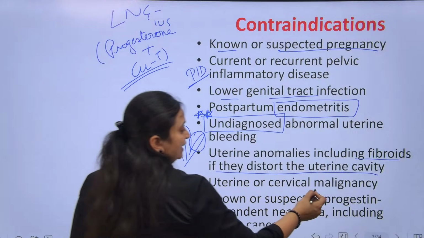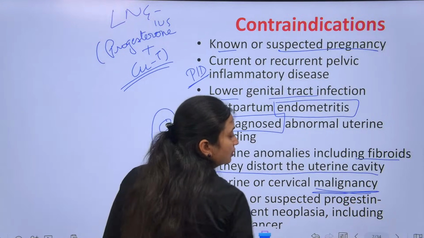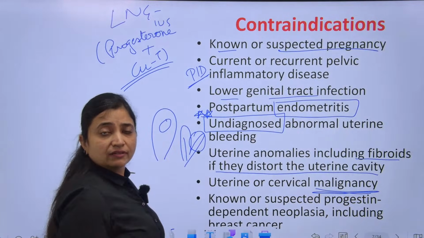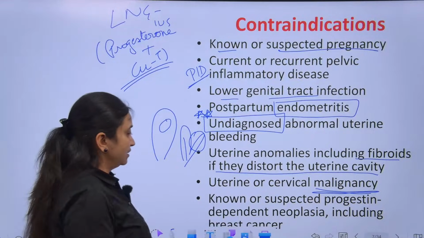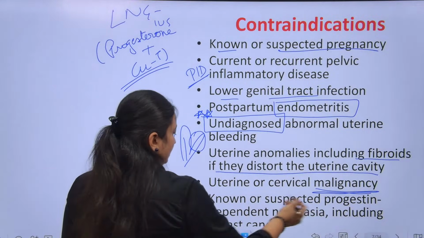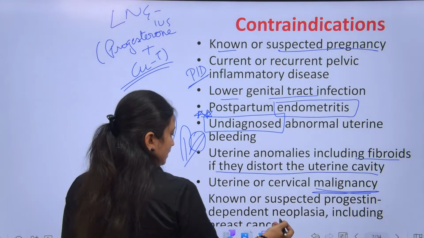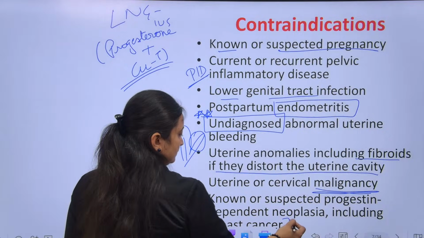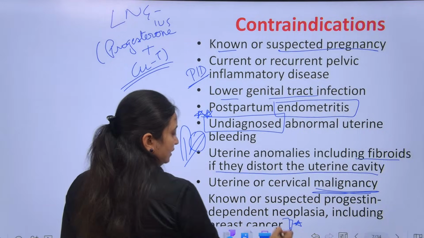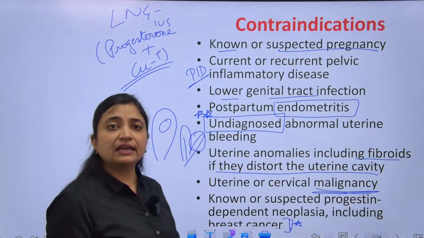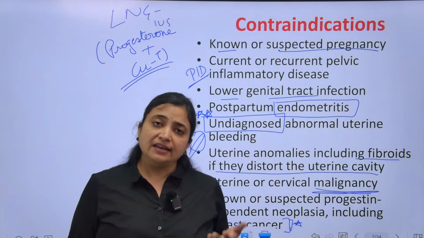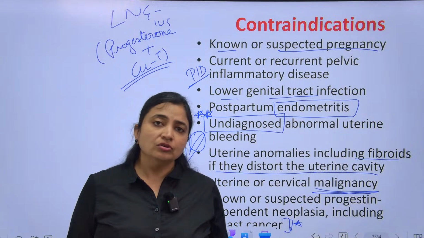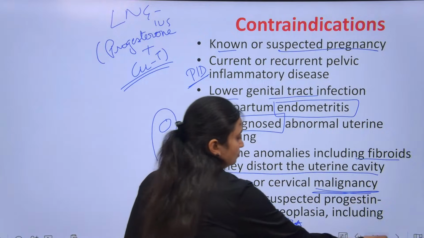Uterine or cervical malignancy. Malignancy of any sort. You cannot keep any intrauterine device. You cannot give any hormonal supplement. Known or suspected progesterone dependent neoplasia, including breast cancer. These are relative contraindications. Breast cancer, any cancer which can increase after giving progesterone, don't go for insertion of LNG-IUS.